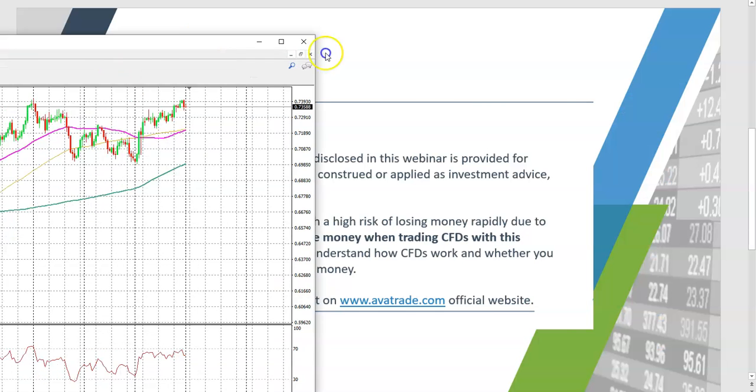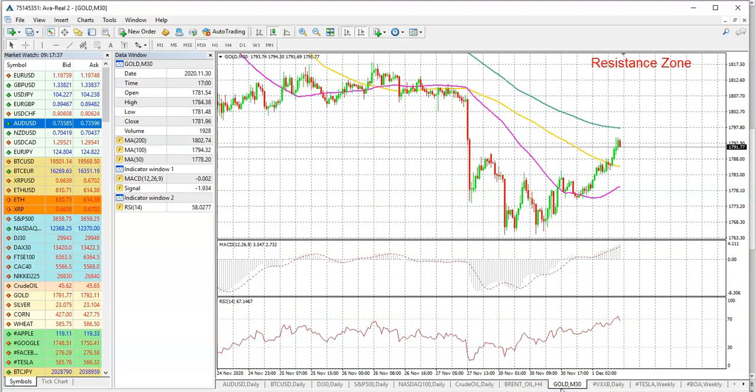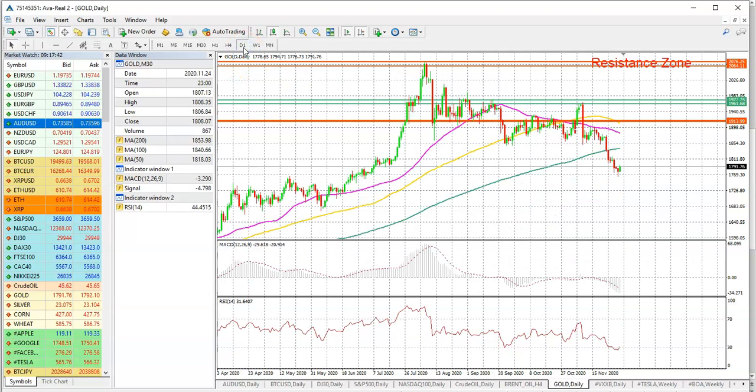Now, as always, I'm going to bring out the MT4 platform, which can be downloaded from our website, avatrade.com. So let's have a look at the gold price on the daily time frame first of all. On the daily time frame, we look at three different things. Firstly, your 200-day simple moving average, followed by your 100-day simple moving average, and finally your 50-day simple moving average. There is no doubt that prices have been selling for the last number of weeks.